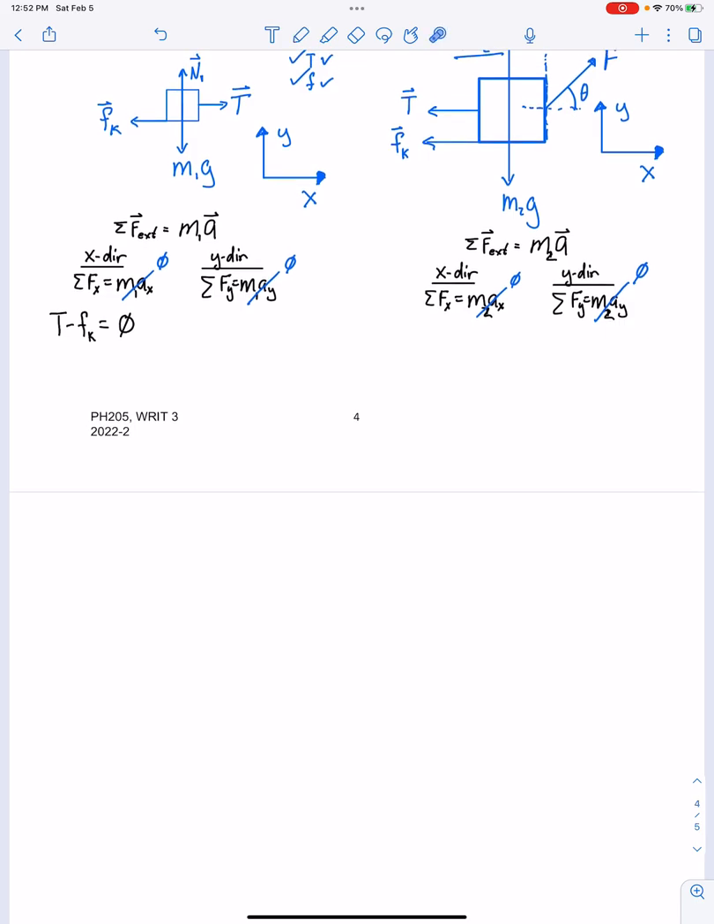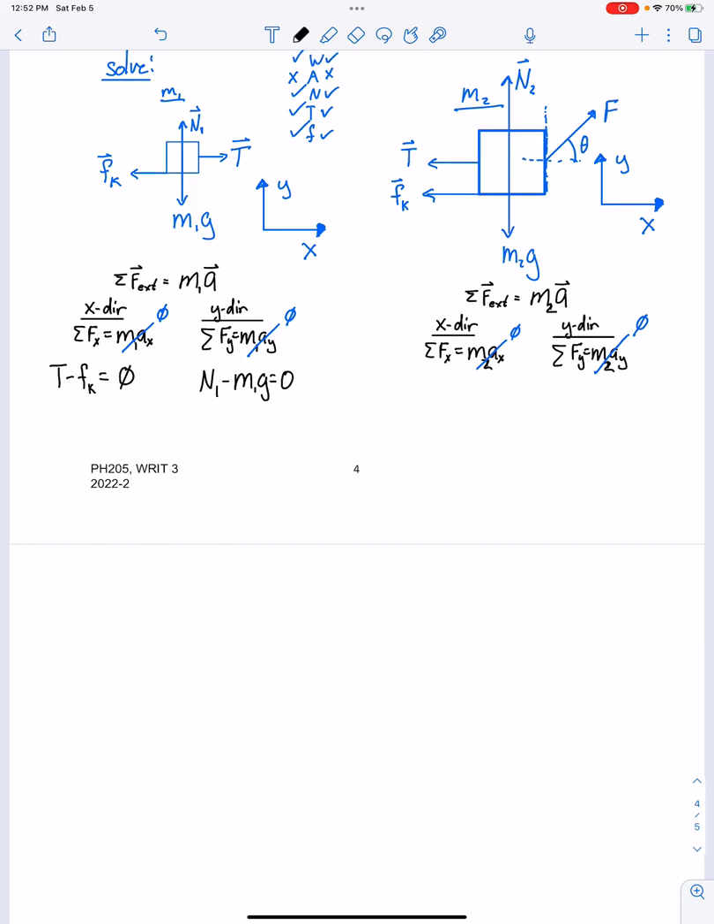Add up all the forces in the y. I've got this normal force in the y. I've got weight force in the y. The normal is positive, so N1 minus M1G has to equal 0. And we continue doing this now for block 2.